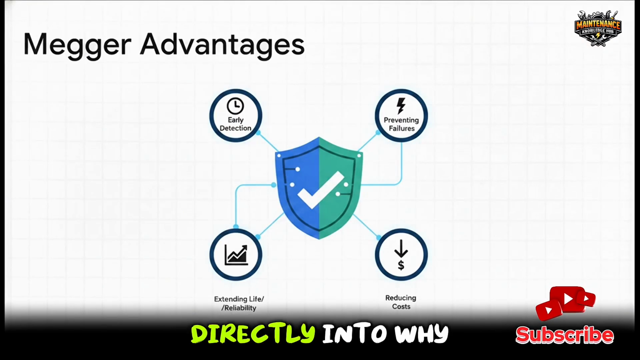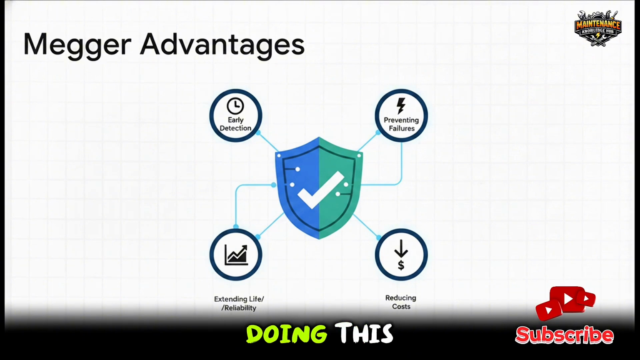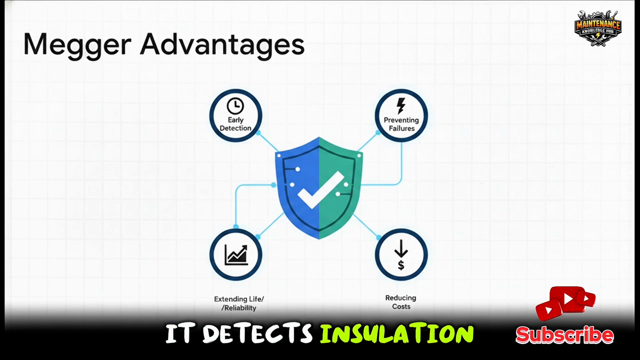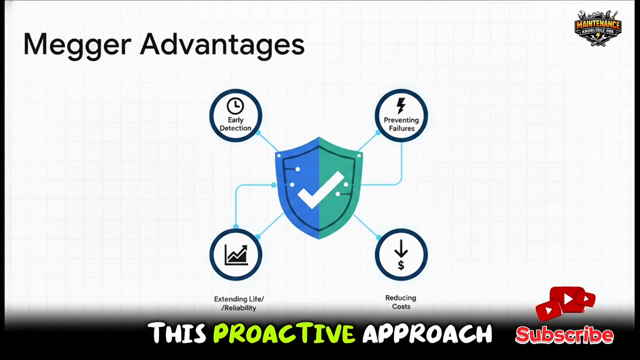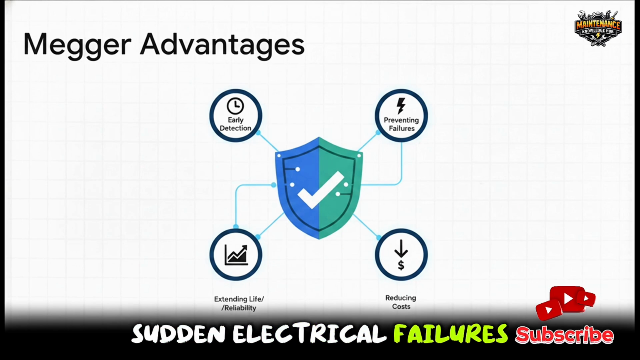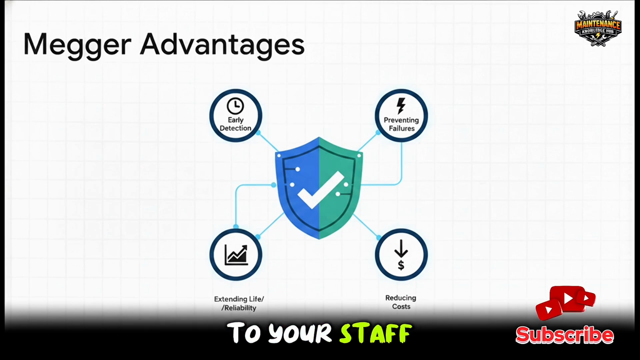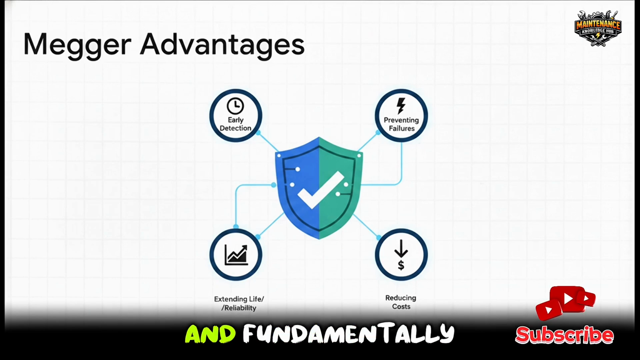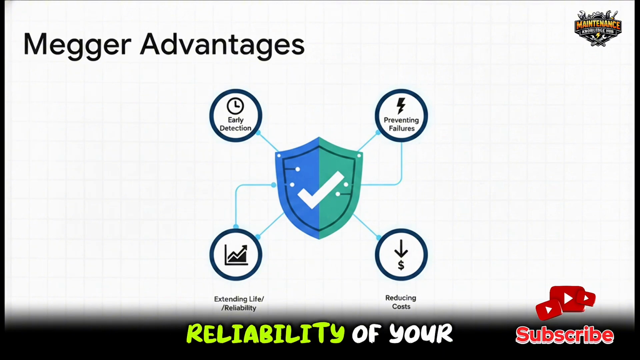And that leads directly into why we even bother doing this. When performed correctly, this simple, non-destructive test offers immense advantages. It detects insulation problems incredibly early. This proactive approach prevents sudden electrical failures and dangerous shocks to your staff. It undeniably extends the life of your expensive capital equipment, drastically reduces reactive maintenance costs, and fundamentally improves the overall reliability of your entire plant. It's a real game changer.